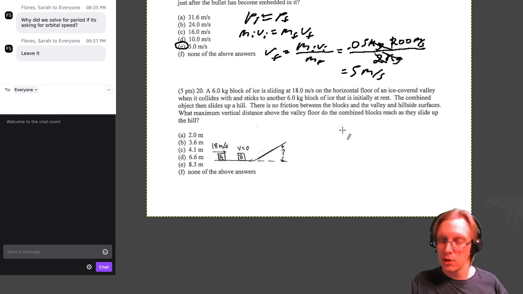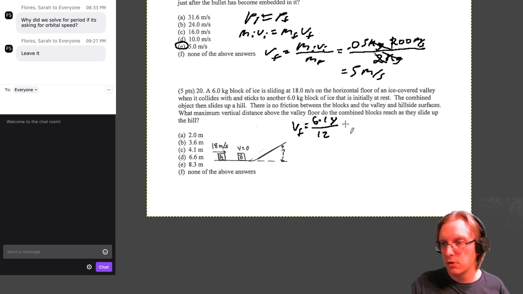Alright. Okay. We're going to recycle this equation right here. So our velocity final is equal to 6 kilos there, another 6 kilos there, okay? So we go 6 times 18 divided by 12, which is 9 meters per second. Now we go for this one here.